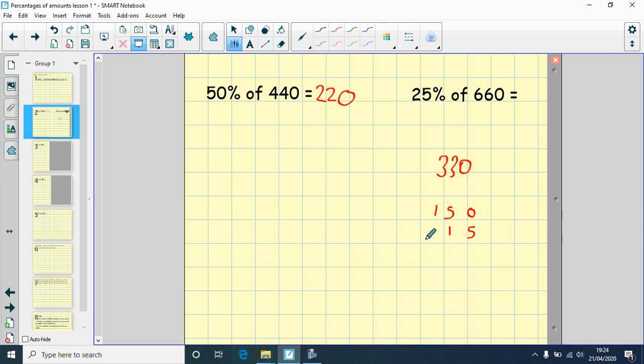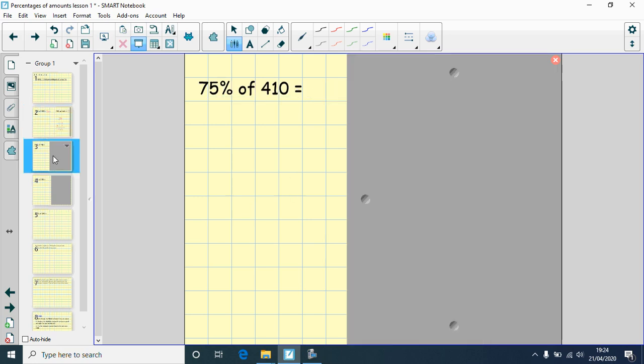And then I would just add them together. 0 add 5 is 5, 50 add 10 is 60, and 1 add nothing is 1. So 25% of 660 is 165. Now what I would say to do, Year 6, is to use some jottings like I've done. It will take you 30 seconds and it will just make sure that you get the right answer rather than trying to do it all in your head. Let's have a look at the next one.